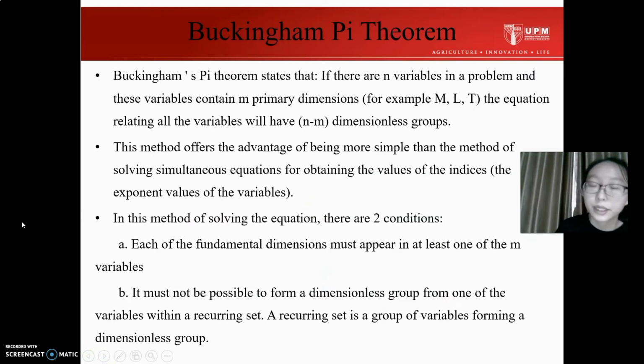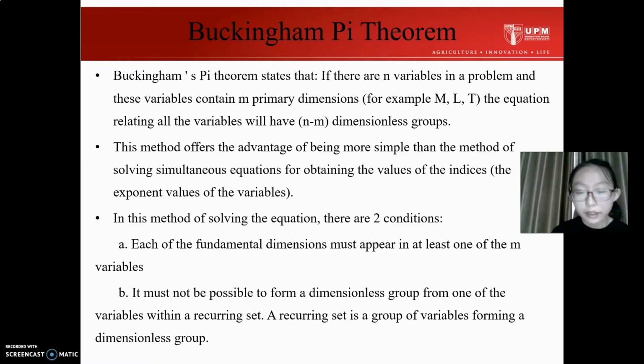So the Buckingham Pi theorem states that if there are n variables in a problem and these variables contain m primary dimensions, for example MLT, the equation relating all the variables will have n minus m dimensionless groups. This method offers the advantage of being simpler than the method of solving simultaneous equations for obtaining the value of the index, the exponent value of the variable.